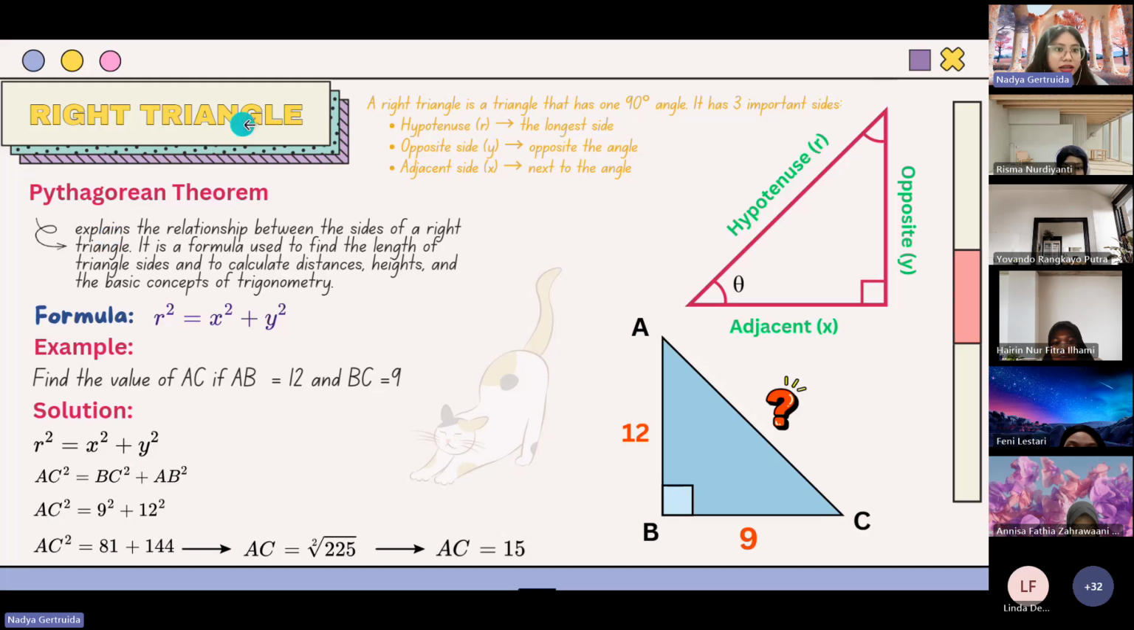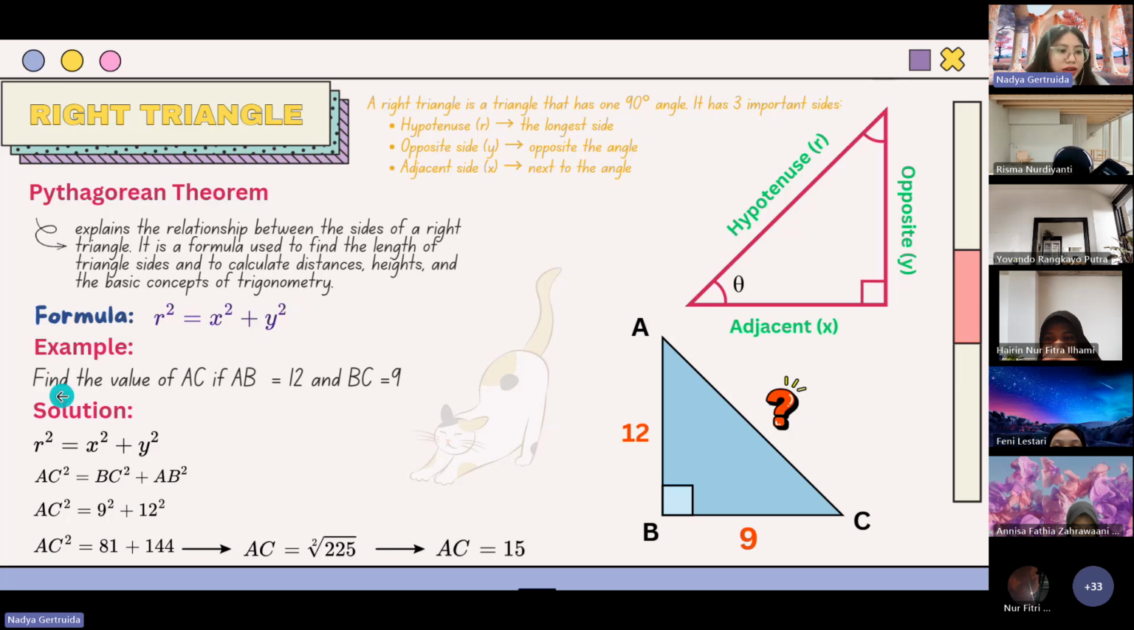And a right triangle has a relationship with the Pythagorean theorem. The Pythagorean theorem explains the relationship between the sides of a right triangle. It is a formula used to find the length of triangle sides and to calculate distances, and it is a basic concept of trigonometry. And this is the formula: R squared is equal to X squared plus Y squared.